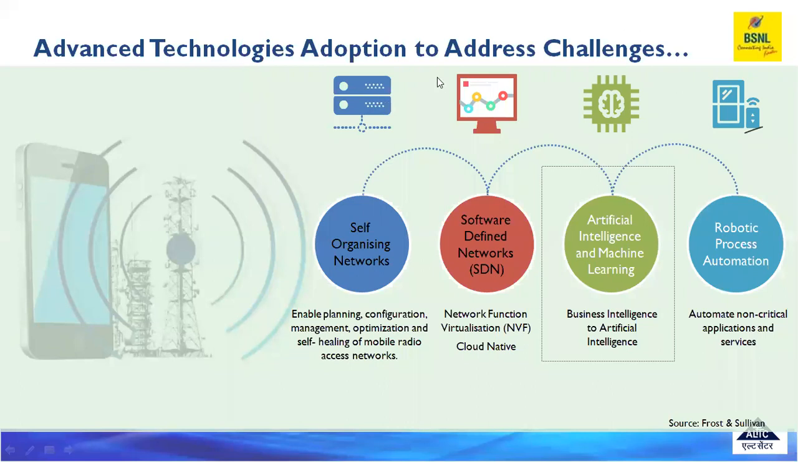So we have SON, we have SDN, we have AI. The adoption of these will move towards building advanced robotics, in the form of cobots. Further, what basically is SDN? What is SDN?